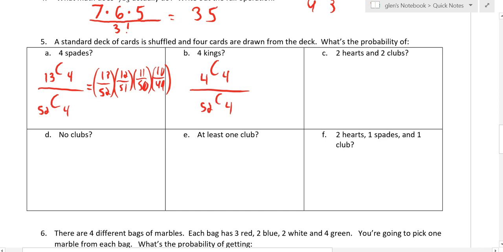Why isn't it 13 choose 4? Because there's only 4 kings. What if we don't know? There's 4 of each card, 13 of each suit. Just ask me, okay?